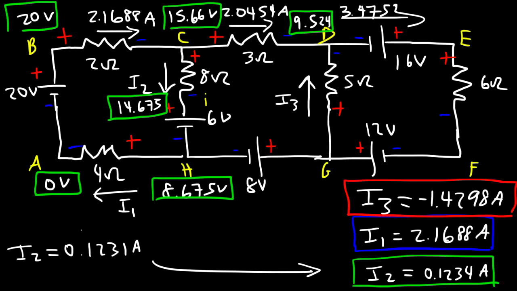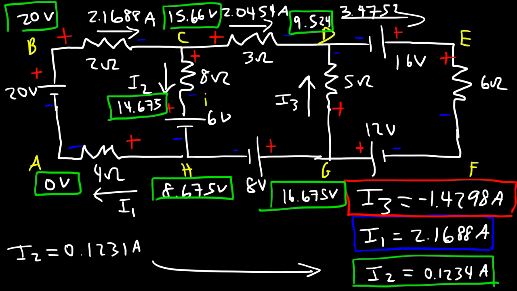Now, let's go to H. Starting from there, let's go to, I mean, not J, but G. So that's a voltage increase of 8 volts. So 8.675 plus 8, that's going to give us 16.675 for the electric potential at G.